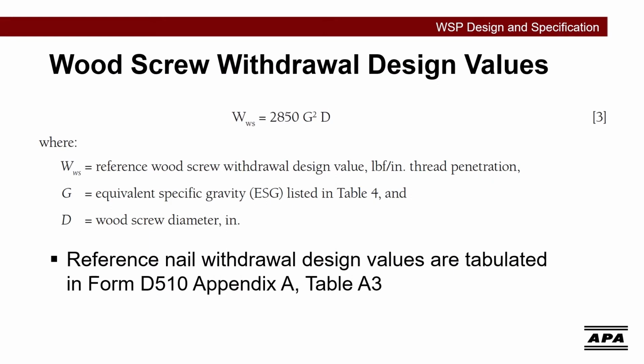Reference withdrawal design values for wood screws from wood structural panels depend on several variables. They may be estimated with equation 3 shown here and found in Form D510. The NDS provides the same equation for this condition. We can again use the ESG values listed for wood structural panels in Table 4. Units of W are pounds per inch of thread penetration and need to be multiplied by all applicable adjustment factors. Calculated reference wood screw withdrawal design values are also tabulated in Table A3 of Appendix A of Form D510 for ease of reference. Proprietary fasteners may have their own published data.